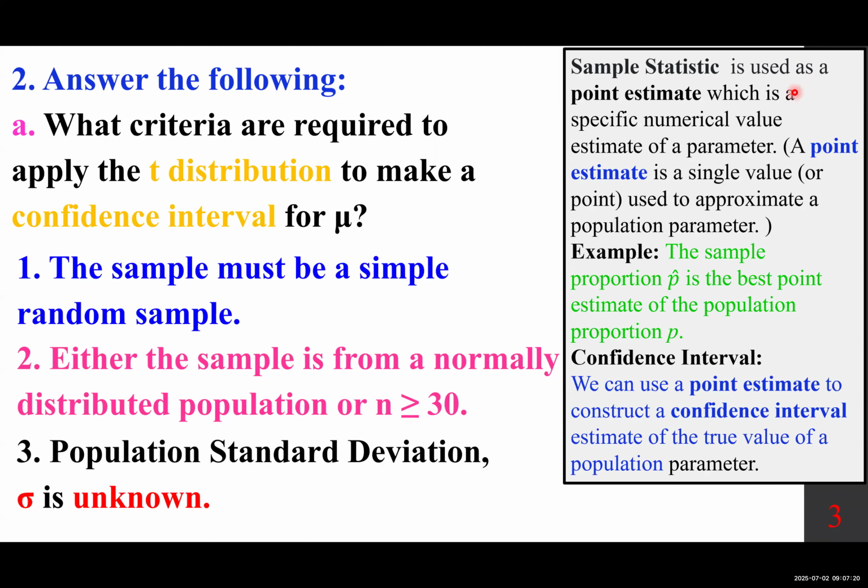A sample statistic is used as a point estimate, which is a specific numerical value estimate of a parameter. A point estimate is a single value or point used to approximate a population parameter. Example, the sample proportion P hat is the best point estimate of the population proportion P, or for example, we use X bar for mu. Confidence interval. We can use a point estimate to construct a confidence interval estimate of the true value of a population parameter.